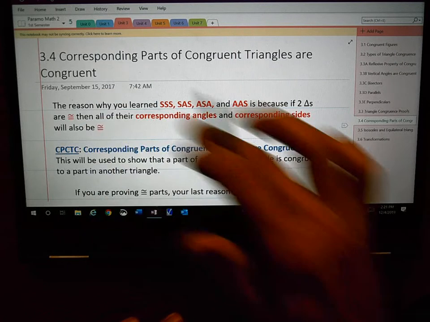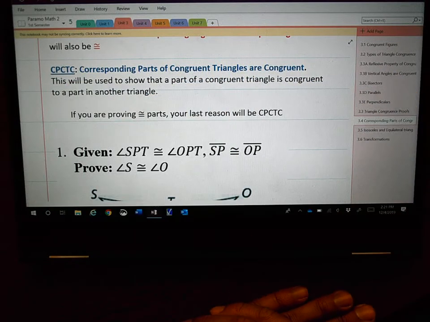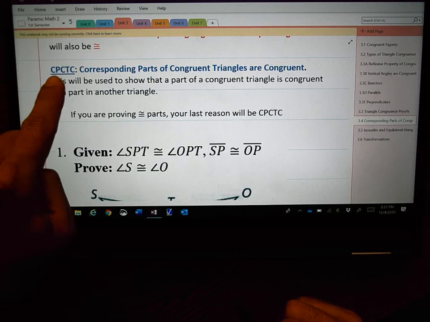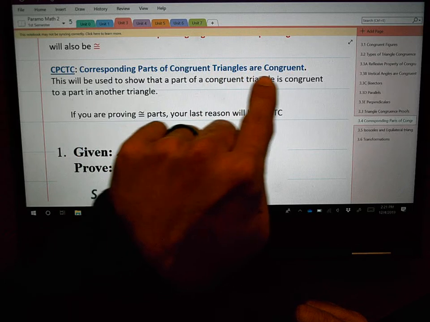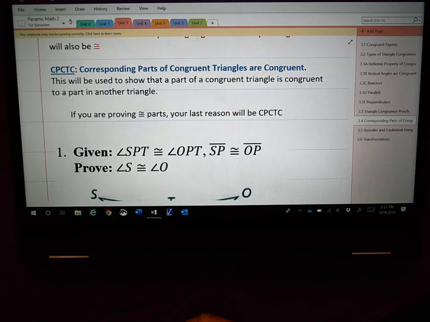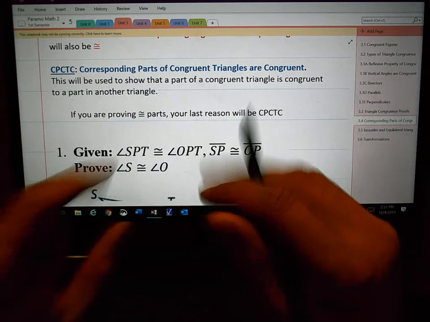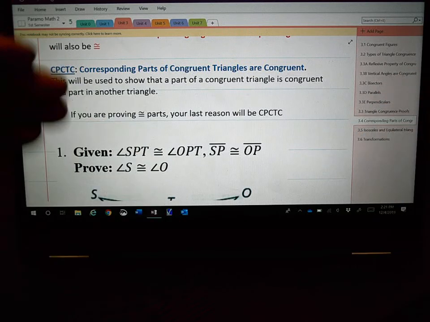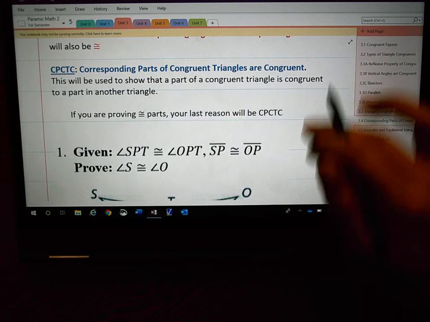And then we got to section 4 and we learned a new postulate or theorem called CPCTC. Each letter represented a word, and it says corresponding parts of congruent triangles are congruent. It was the reason that we could prove 2 triangles were congruent to each other and then know that their parts were also the same as each other.